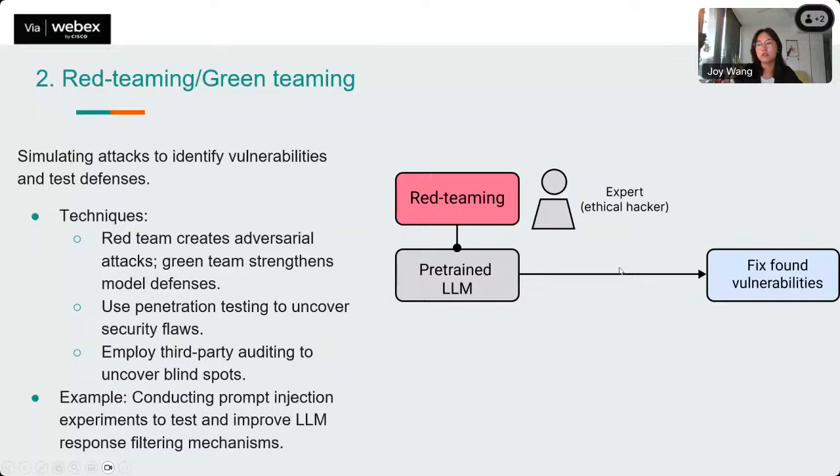You may have heard of pen testing for software development. These follow a similar concept. One team is trying to identify the vulnerabilities and risks, and then the other team is trying to fix these vulnerabilities and develop defending strategies. Here I gave one example: the red team conducting prompt injection experiments to test and improve the large language model's response filtering mechanism.